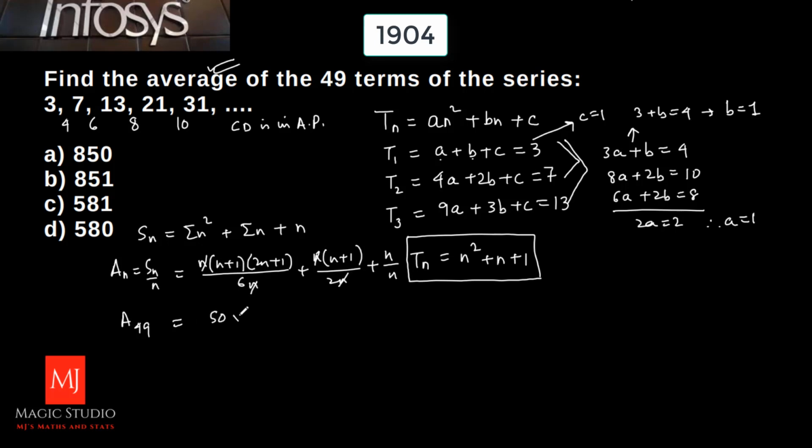Now I need A49. 49 plus 1 is 50 into 98 plus 1 is 99 by 6, plus 50 by 2 is 25, plus 1. 33 into 25, that is 25 into 33 plus 25 is 25 into 34, that is 850, plus 1 is 851. Option B is the answer.